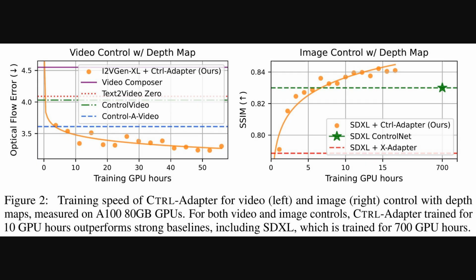Building on that architecture, these next two graphs really highlight the efficiency. On the left, for video, optical flow error, measuring motion accuracy, so lower is better, is plotted against training GPU hours, a measure of computational effort. Control-Adapter, the orange line, quickly achieves low error. On the right, for images, SSIM, or Structural Similarity Index measure, a score for image quality where higher is better, is shown. This Structural Similarity Index measure also improves rapidly. This efficiency is striking. Control-Adapter performs strongly in under 10 training GPU hours, while some baselines needed 700.